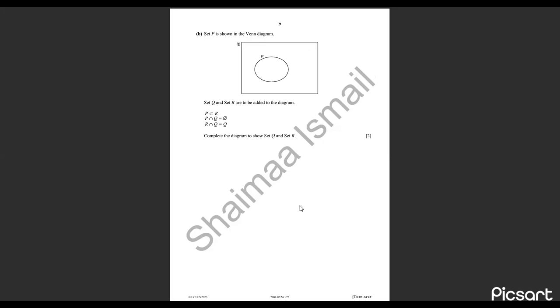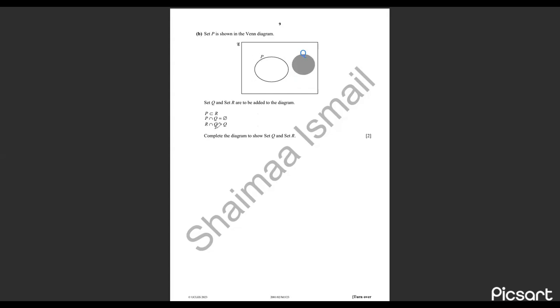So here we have the intersection of P and Q equal to phi. So for sure there is no intersection, so they are away from each other. So we can say that this is Q. No intersection, and here the intersection is phi. So on B here will be the R outside.